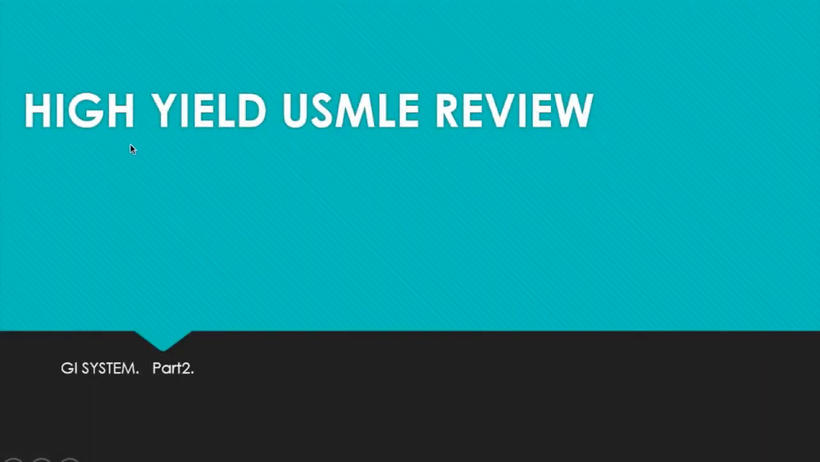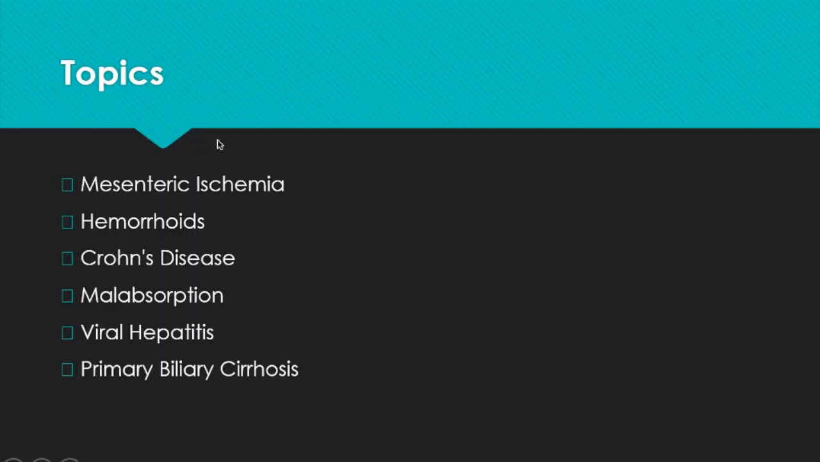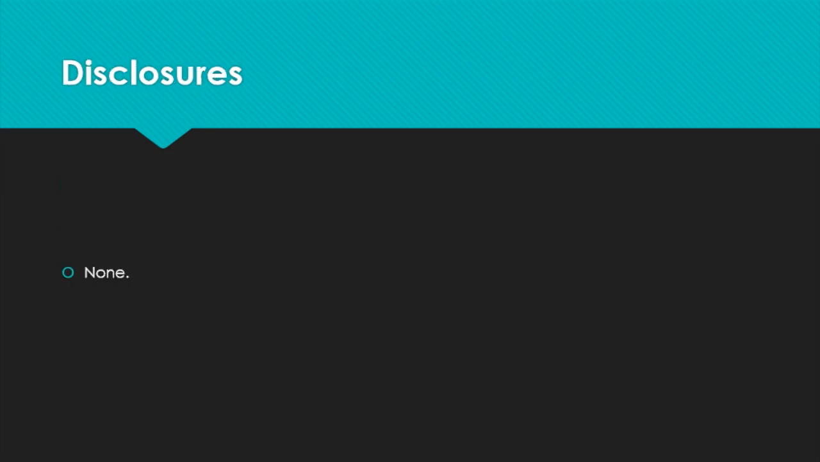In this session, we're going to review the high-yield material commonly tested on the USMLE regarding the GI system. The topics that we're going to cover here are mesenteric ischemia, hemorrhoids, Crohn's disease, malabsorption, viral hepatitis, and primary biliary cirrhosis.